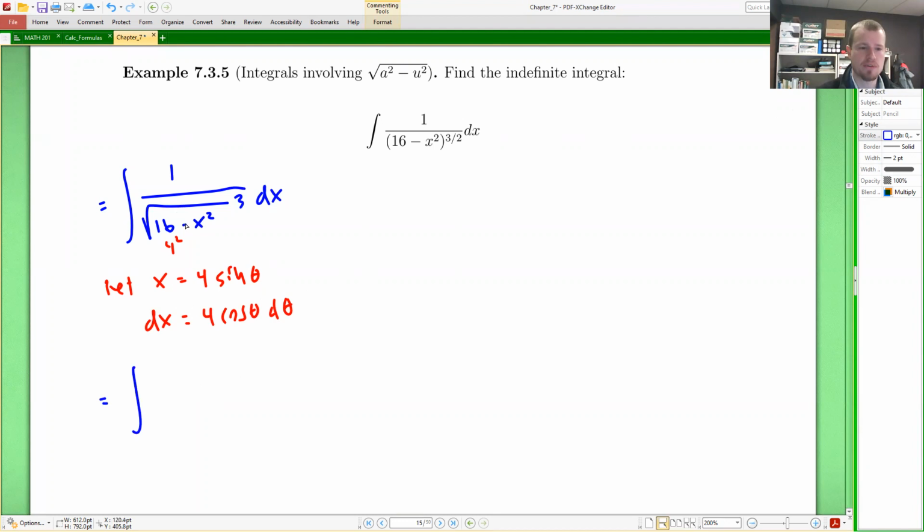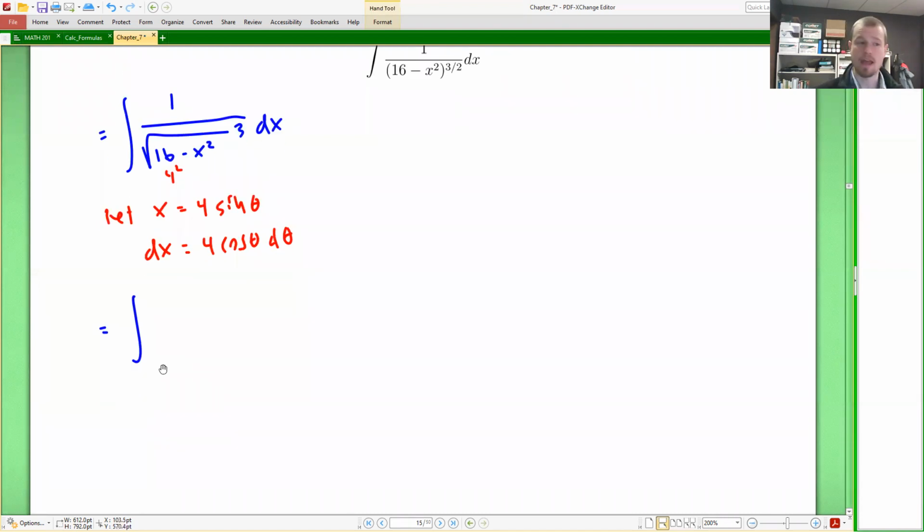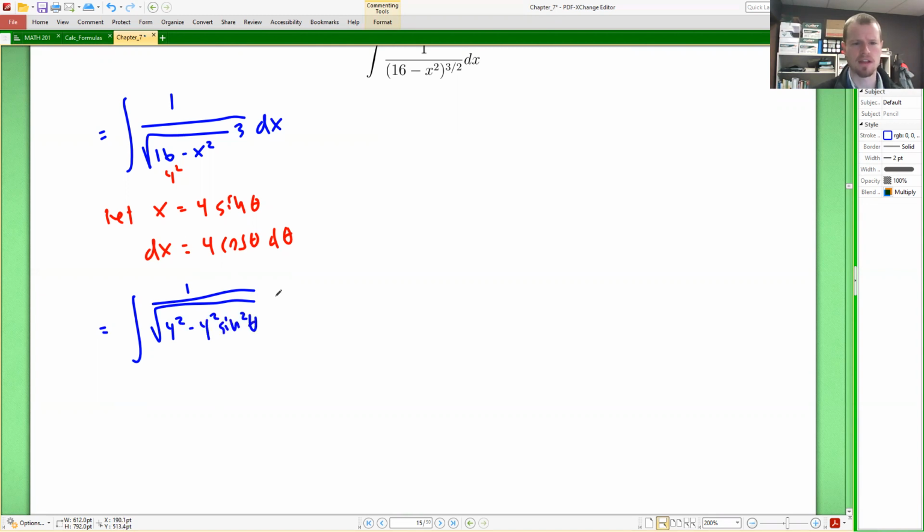and then this is equal to the integral of, right, we know exactly what this is going to give us. We know that a squared minus a squared times sine squared theta is going to give us exactly a squared cosine squared theta. So this is 1 over, if we make our substitution, 4 squared minus 4 squared sine squared theta, that's going to be cubed, times 4 cosine theta d theta.